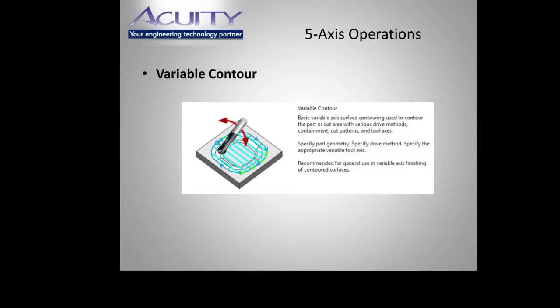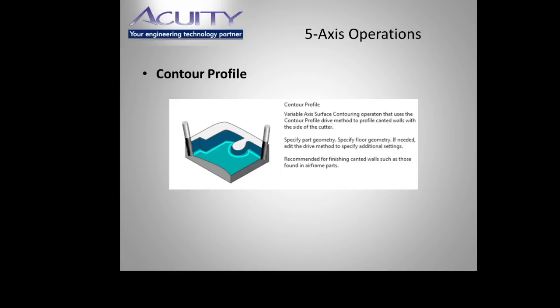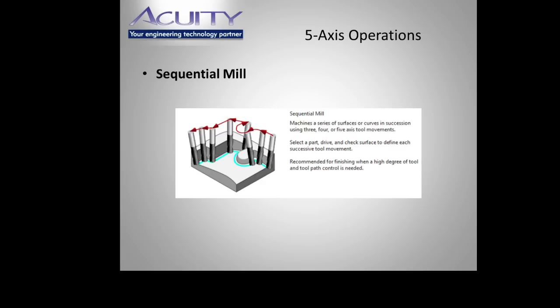During the course of this video, I'd like to talk about three individual 5-axis cutter path operations that are available in NX: variable surface contouring, contour profiling, and sequential mill.